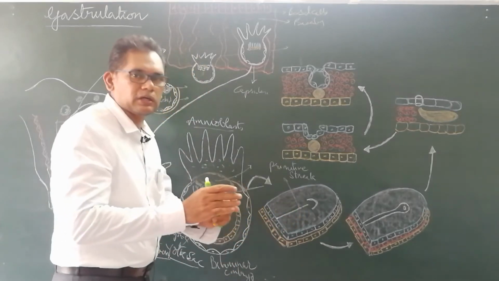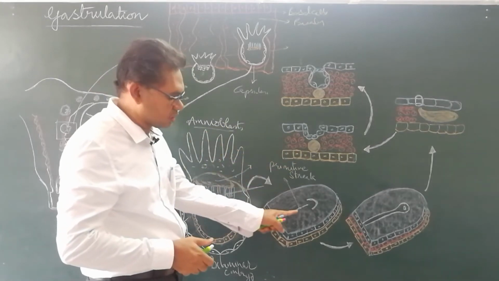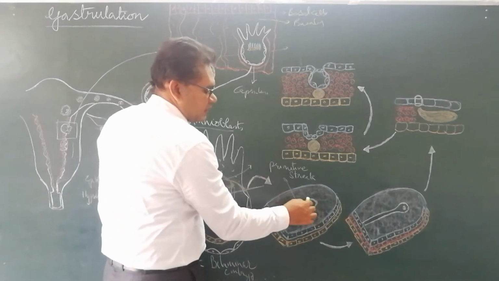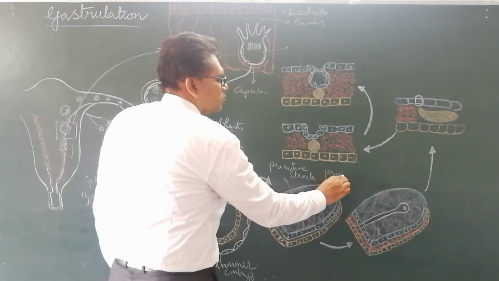The primitive streak is nothing but a group of cells forming in a line. This is the primitive streak, and in front there is a primitive node. This is the primitive node.